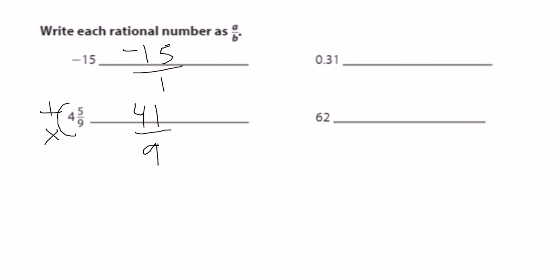Let's go up to the top left. It says 0.31, so you want to look at the last digit. The 1 is in the hundredths place value, so you're going to put it over 100. 31 over 100. And then the whole number of 62, you know how to make whole numbers into fractions. You just throw it over a 1.